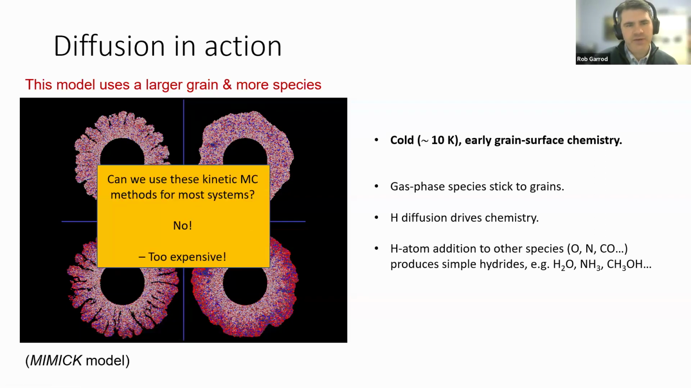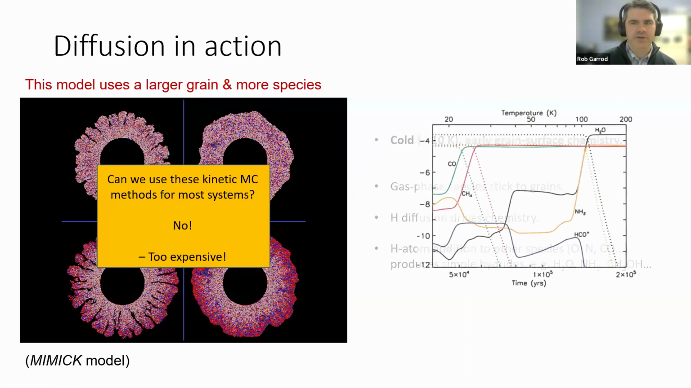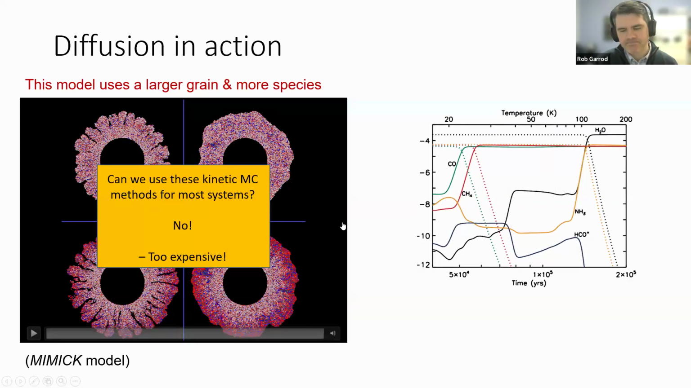So let's consider, can we use these complicated systems for most environments? Unfortunately, the answer is no. These methods are so expensive that we just cannot do it. In fact, we can't typically go much beyond 10 Kelvin for these kinds of simulations because we have so much diffusion going on. We have to model every single diffusion process.